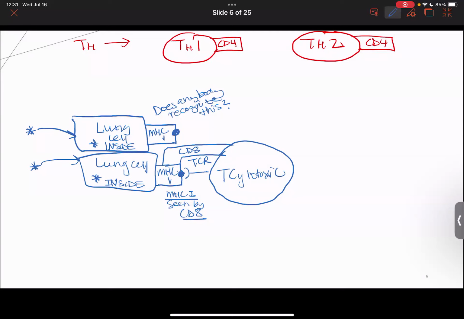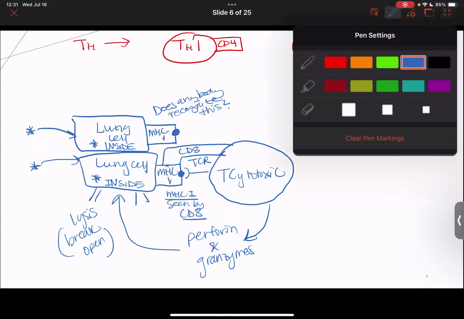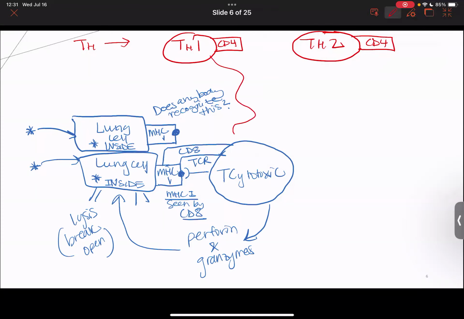But this can't cause perforins and granzymes to break open this and cause it to lyse, which is also the same thing as break open and leak out its insides and die. We can't cause that to happen unless our TH1 activates it. It gives the right signals to this.